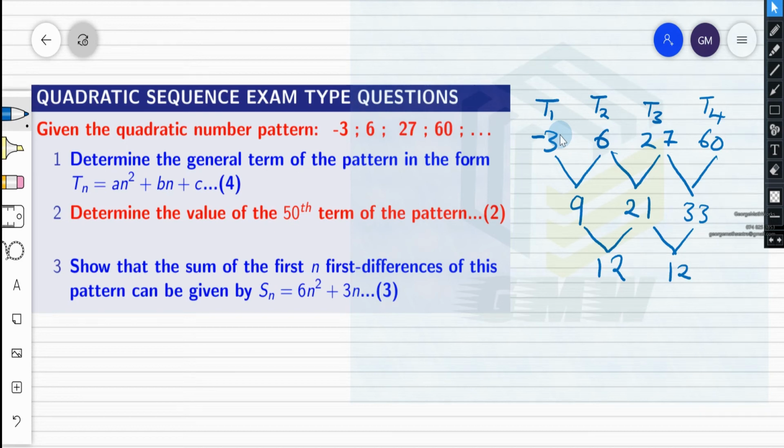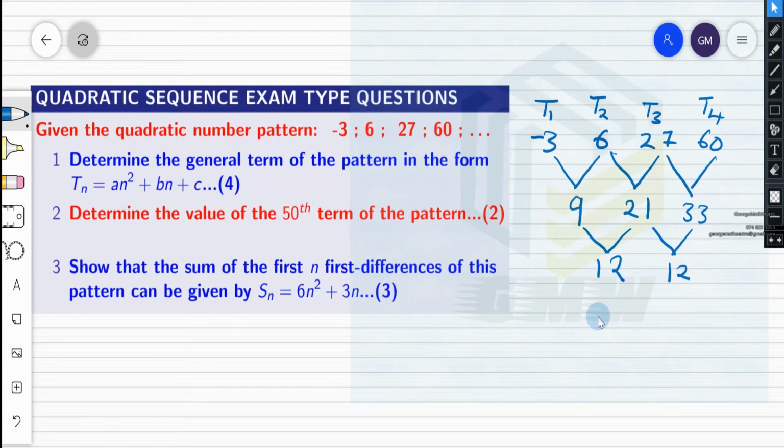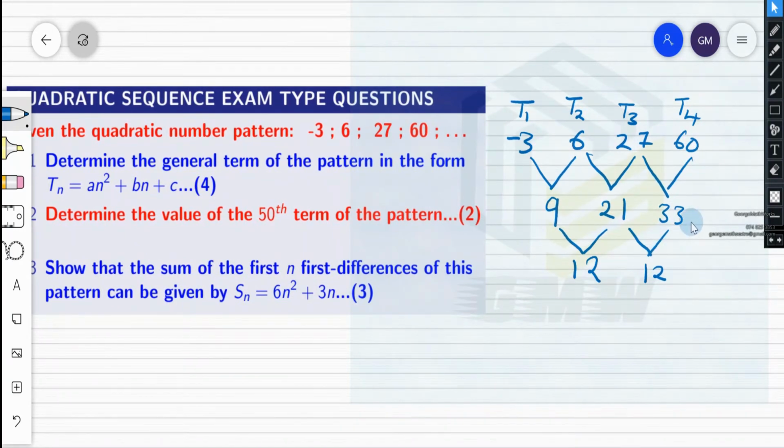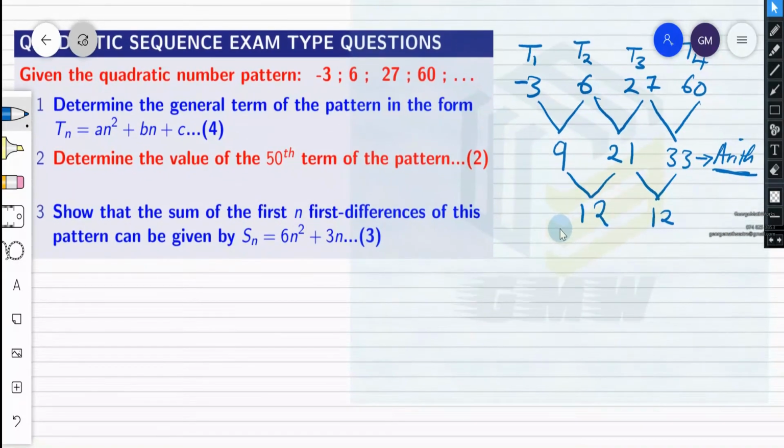So this one right here is your second difference. This one here is the first difference. But we discussed something about this. This, which we are referring to as the first difference, is actually arithmetic. It's something to remember. We shall need that. Now, following what we need here, we want to find this formula. Our job is to find a, b, and c in this equation, an squared plus bn plus c. So I want a, b, and c.